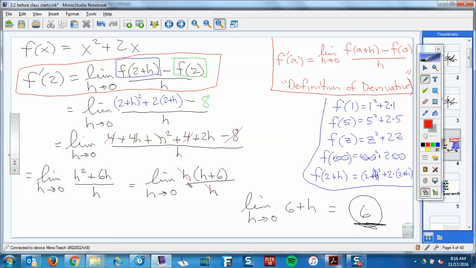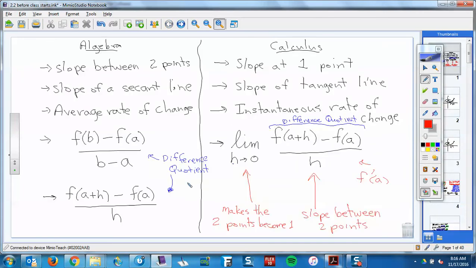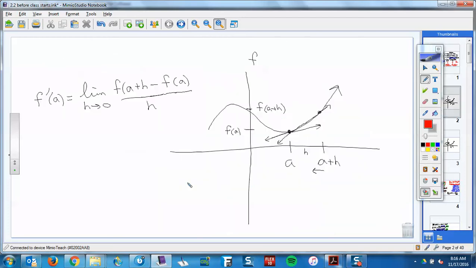And what does the 0 in for h do? Well, yeah, it makes h be 0, but what's it do? The 2 points become 1 point, right? It allows it to be the tangent line. It allows it to be the slope at that 1 point. The h being 0 allows the 2 points to become 1, and so we get the slope at that 1 point, the instantaneous rate of change.